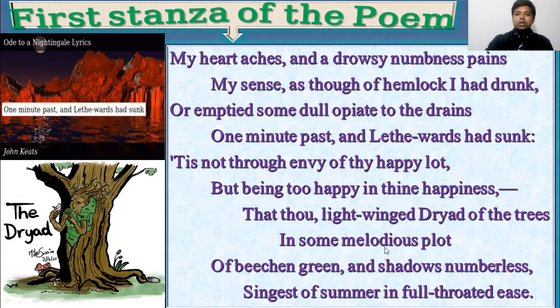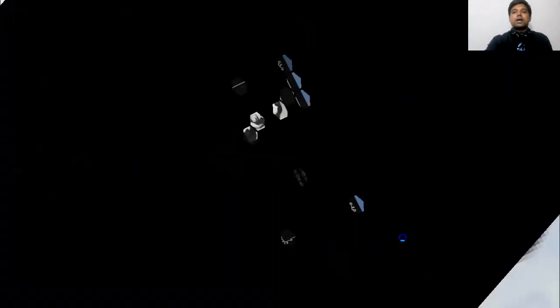In some melodious plot of Venus Green. One type of tree here, and it has melodious plot, melodious song, and shadows numberless, countless, and singest of summer of full throat is. And you the nightingale, you sing or your song of summer that is full throat is, so that is very much full of comfort. Okay, so this is the first stanza.